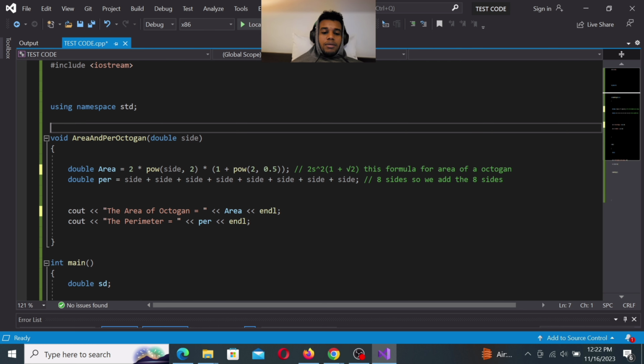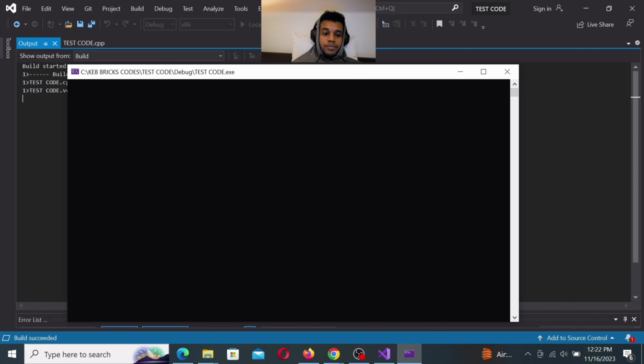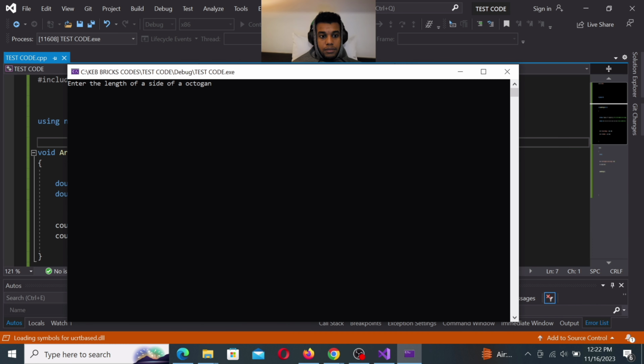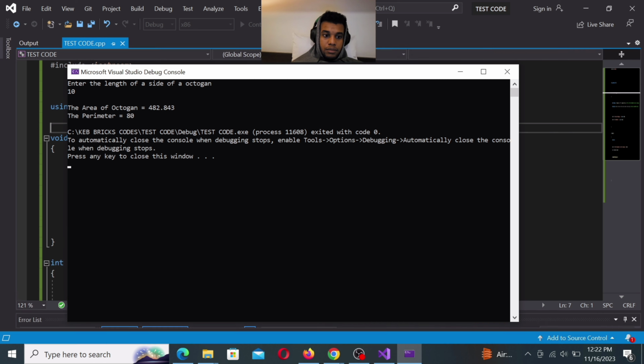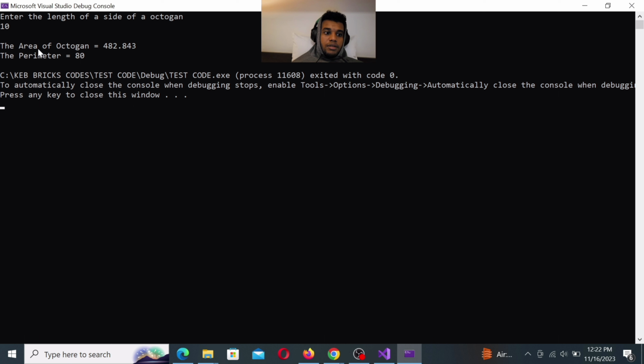And I'm just going to run the program now. So just zoom in. We entered 10, and so the area of the octagon is 482.843, and the perimeter is 80.